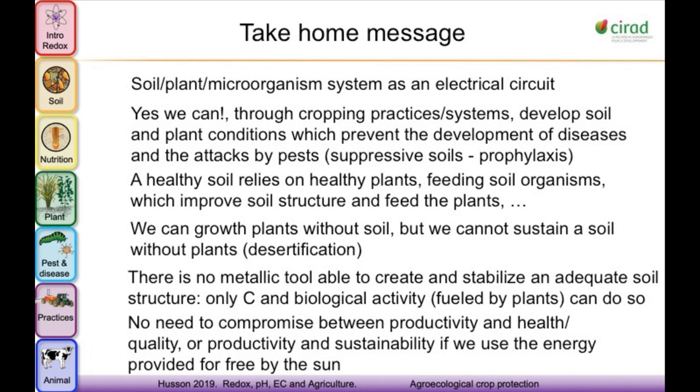And there's no need to compromise between productivity and health quality or between productivity and sustainability. It's what you find in the literature quite often. It's the opposite. To have healthy plants, you need to have highly producing plants. To have sustainability, you need to have high production. And the only thing is that you need to use the energy that is provided for free by the sun. So it's the leaves all the time.